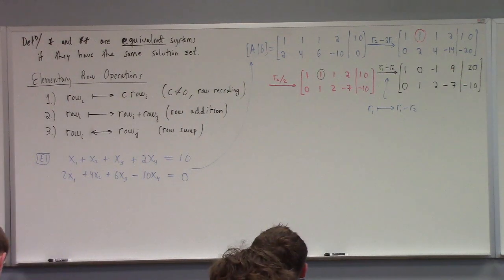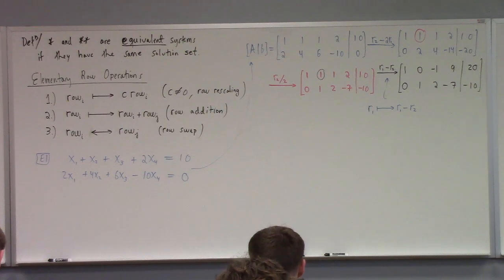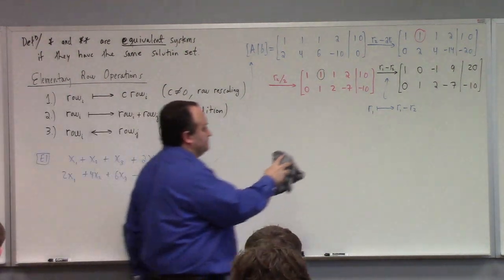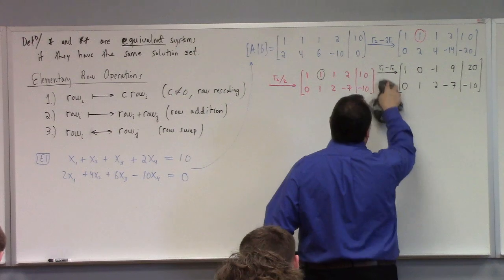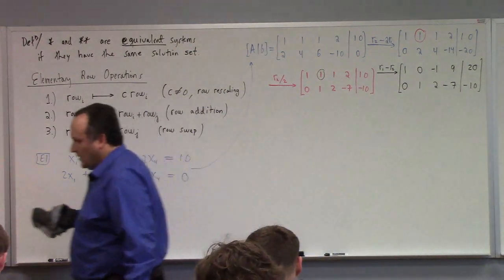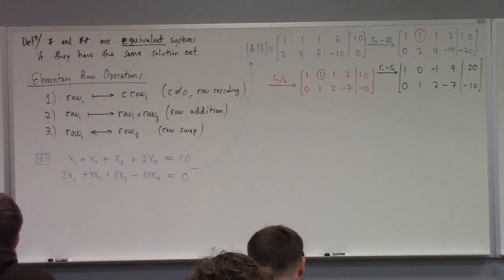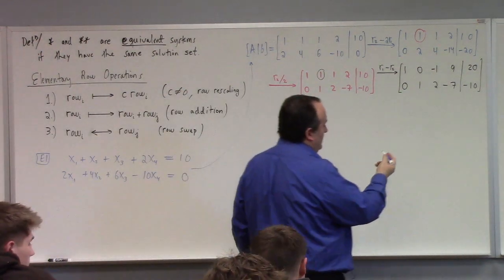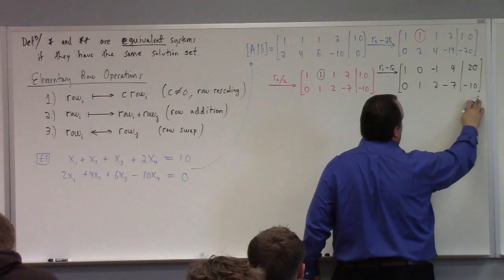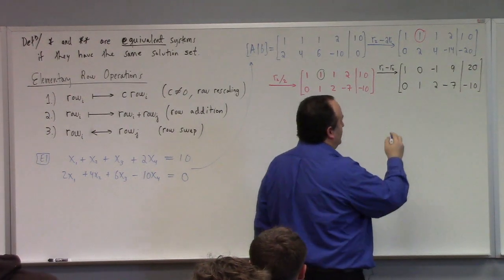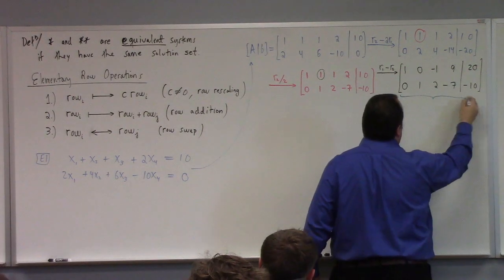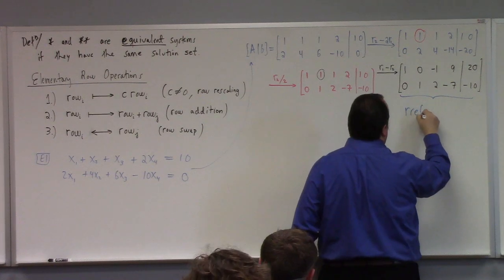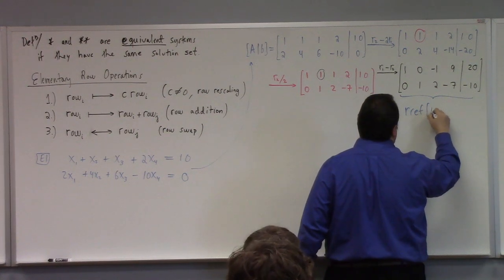Okay, so then what? At this point, we're done. This right here is the so-called reduced row echelon form of AB.